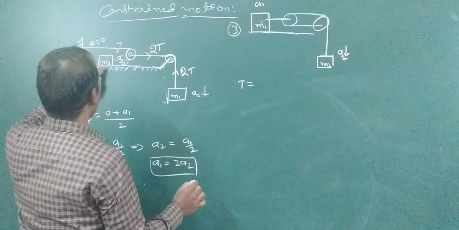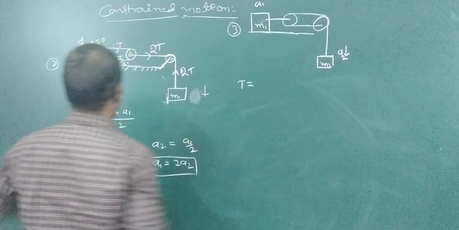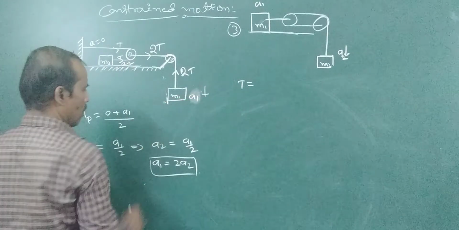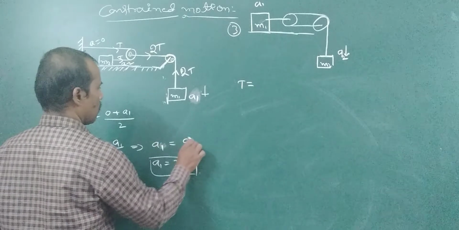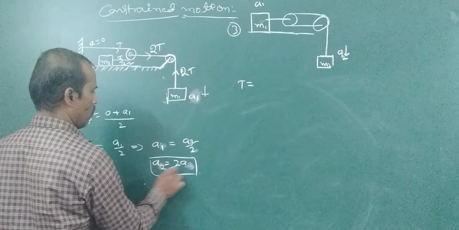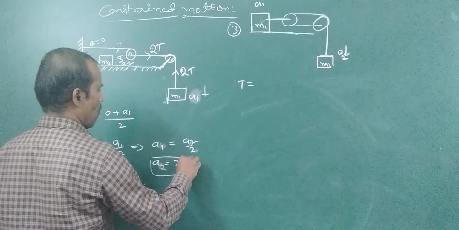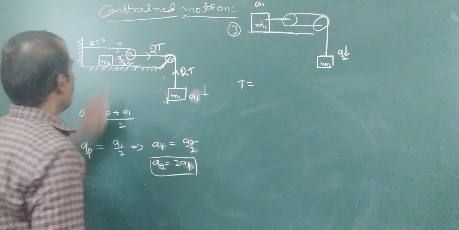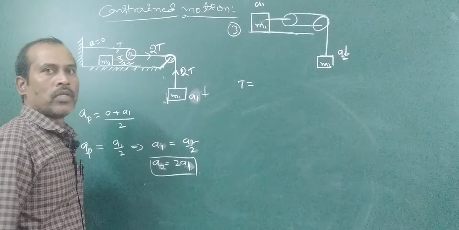this block M2 moving in the forward direction. For example, this one is A2, this is A1. Okay, the terms change to A2 is equal to A1. Now here T is equal to M2 A2.